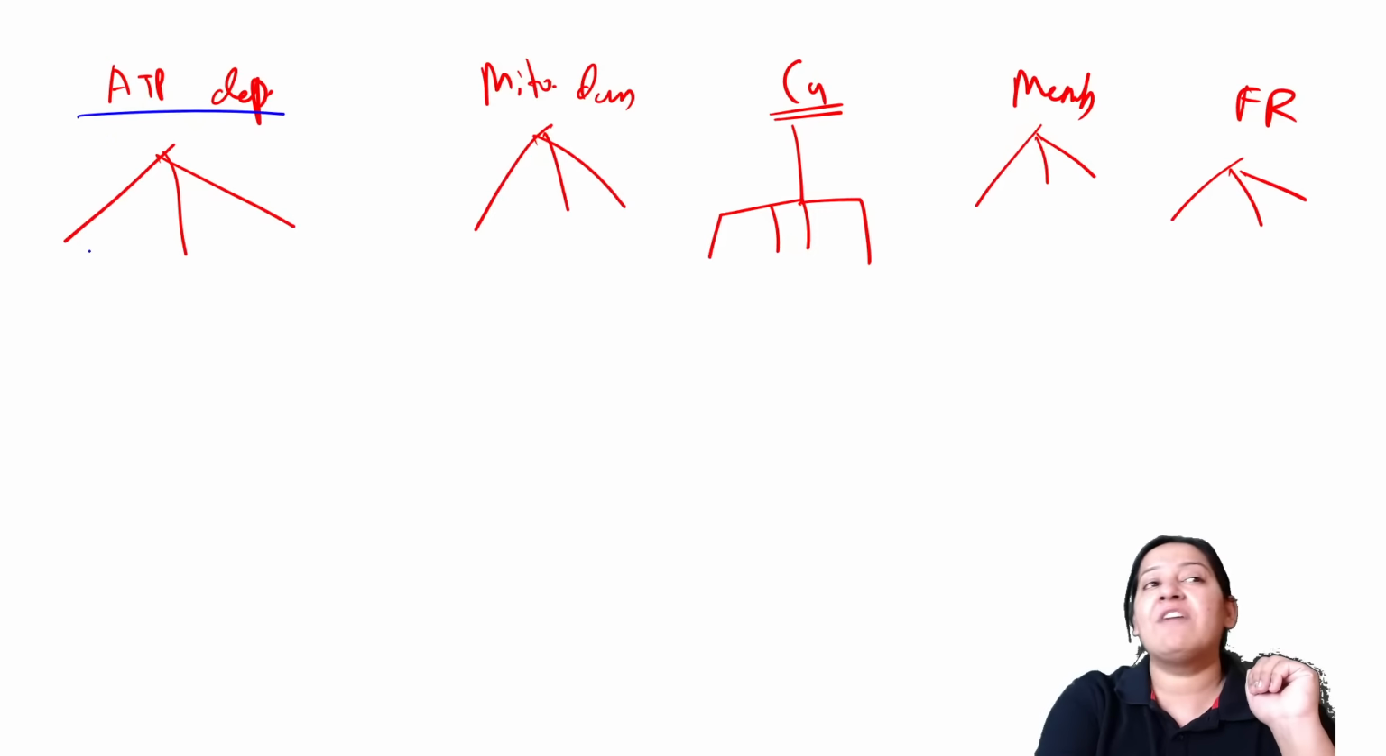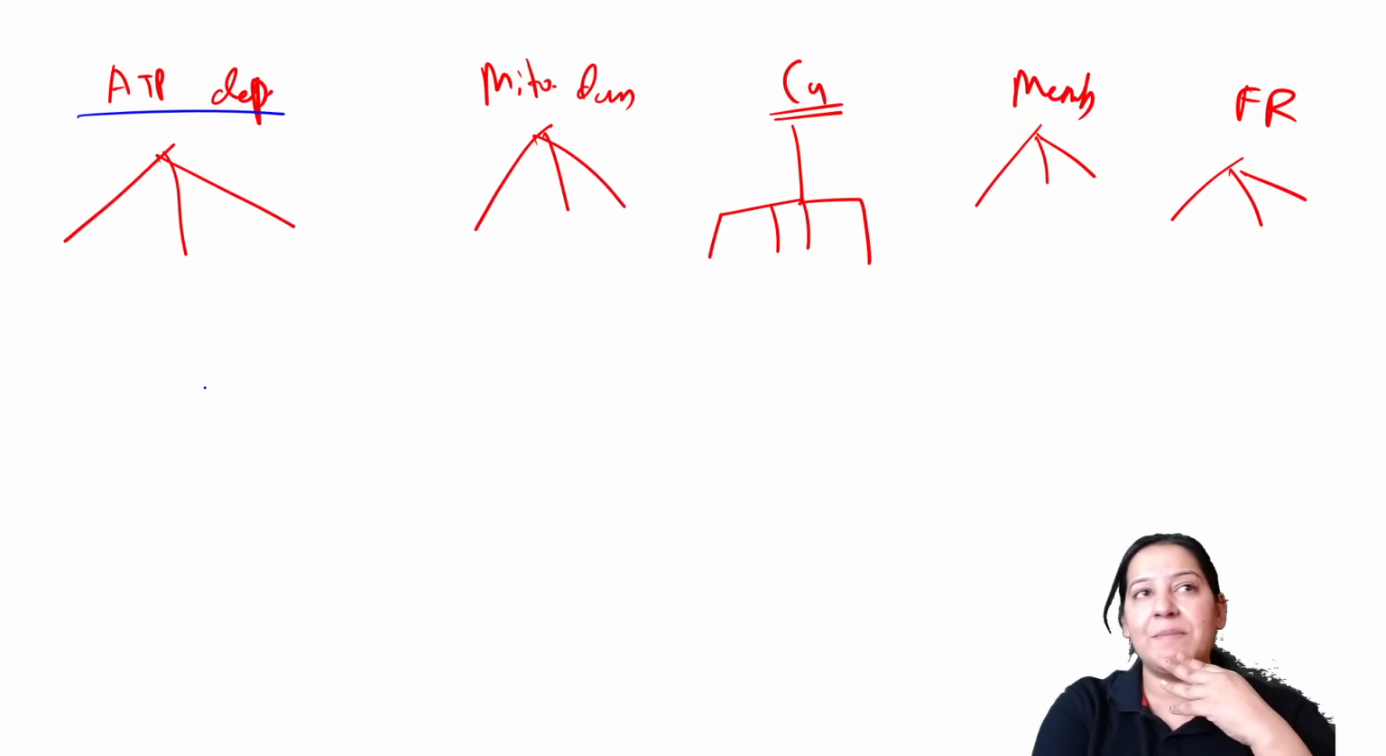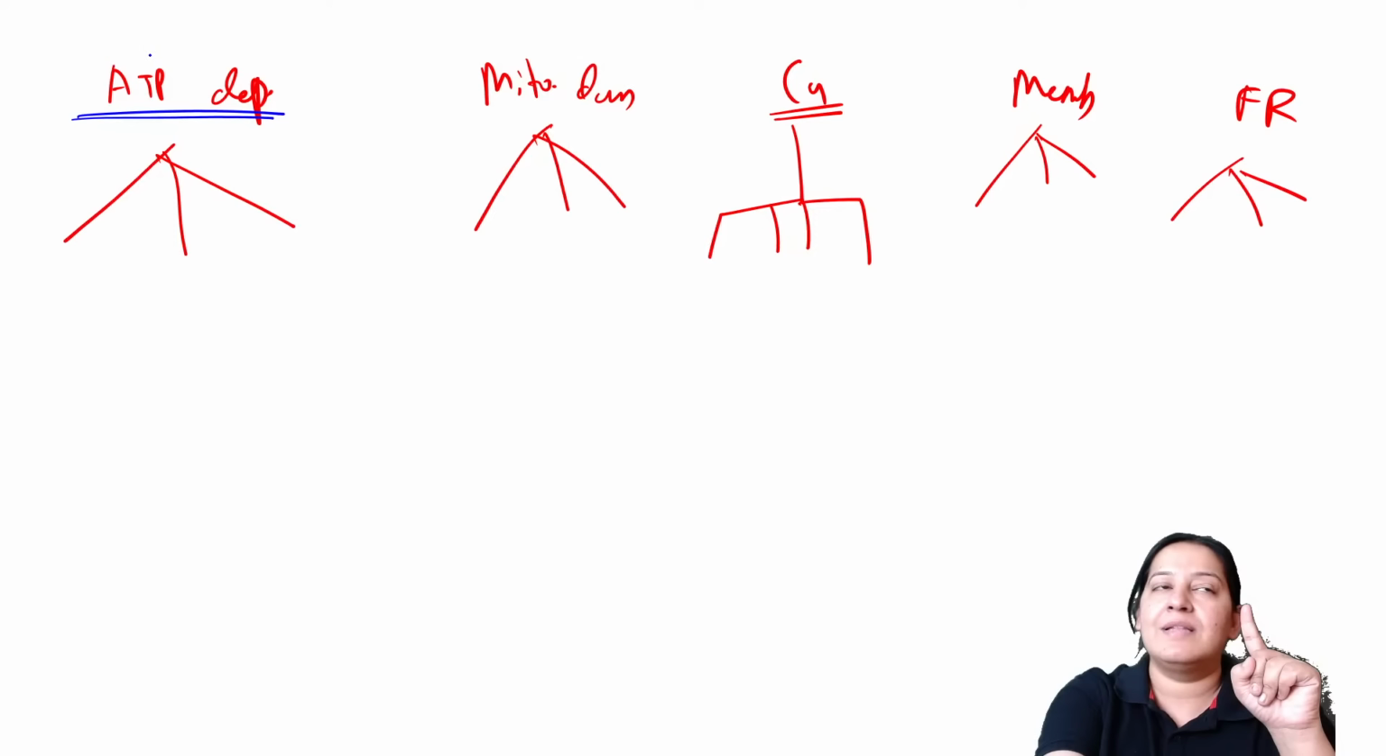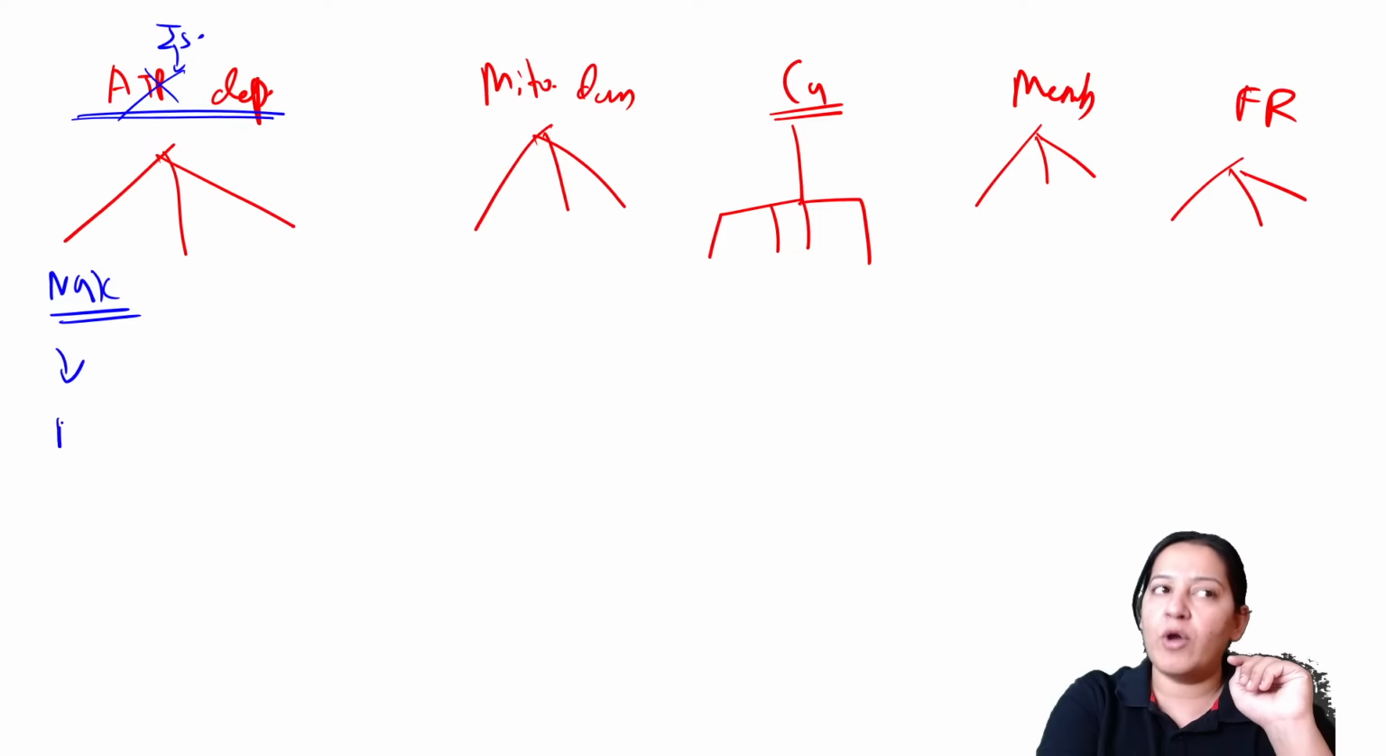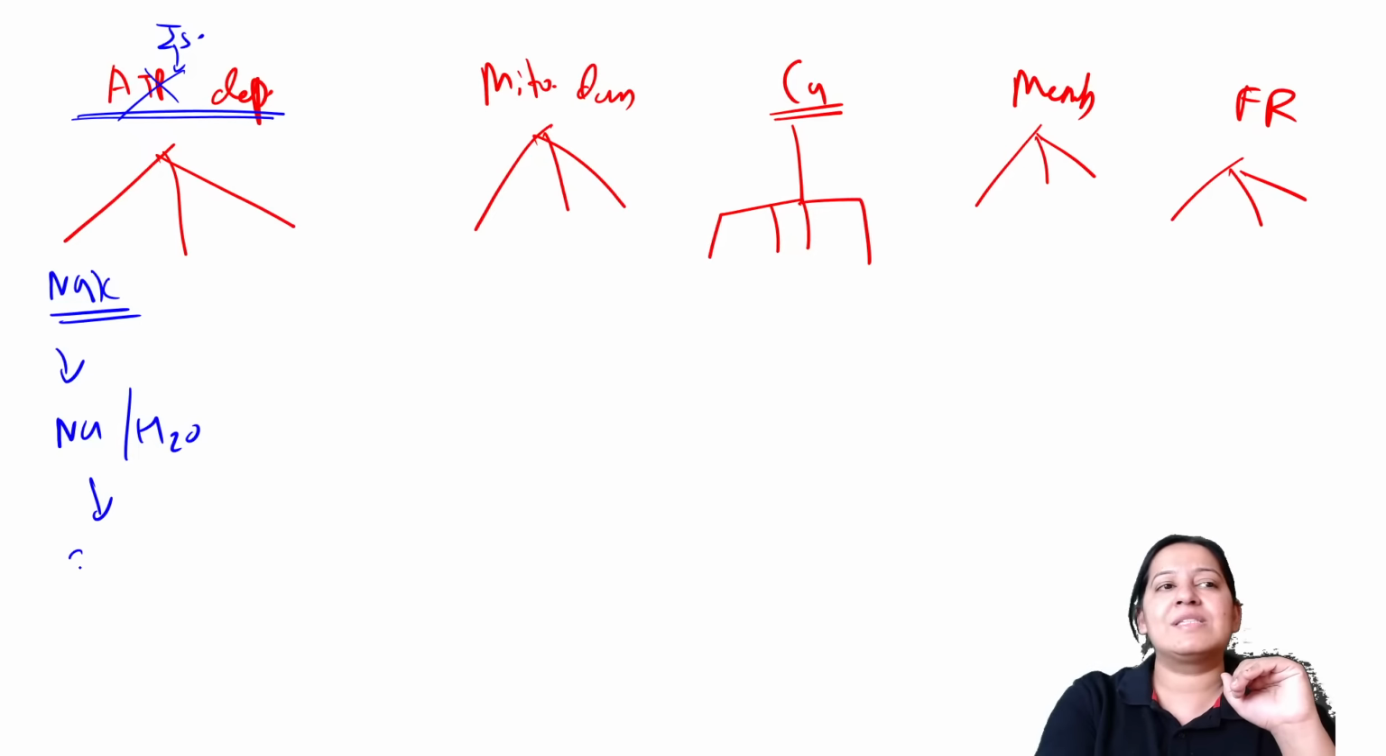So ATP depletion, what are the three mechanisms? Who will tell me the three mechanisms? Due to ischemia, ATP is not formed in the cell. If ATP is not formed, the sodium potassium pump will not function. So more and more sodium inside the cell, more and more water inside the cell. That will cause cell swelling and cell blebs.